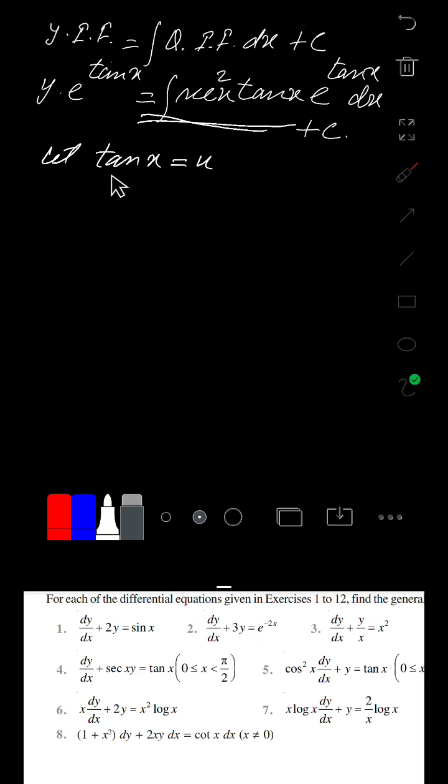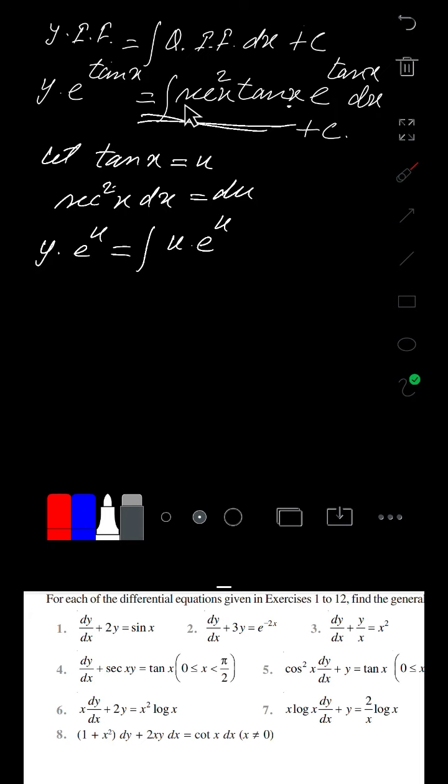So differentiating this equation with respect to x, we have sec square x dx is equal to du. So by this substitution, the equation turns out to be y into e raised to the power u is equal to integral u, in place of tan x there will be u, and e raised to the power tan x will be e raised to the power u, and sec square x dx becomes du. Now integrating by parts, this is the first function, this is the second function.